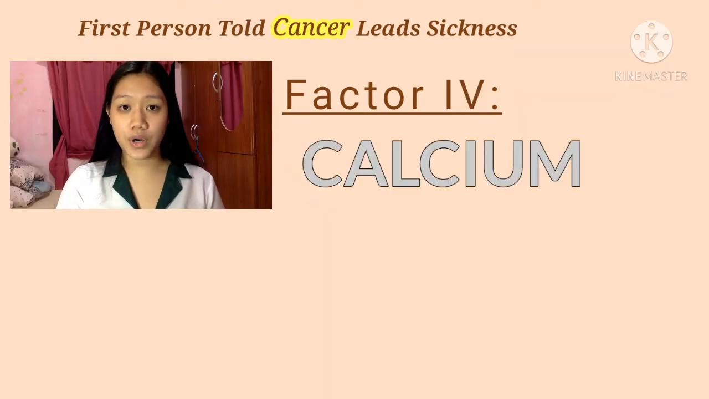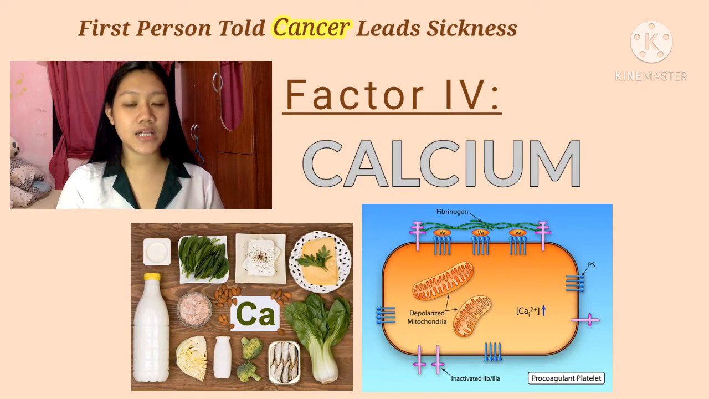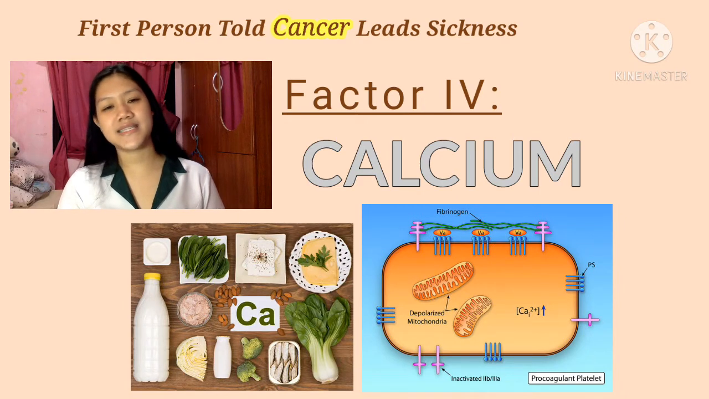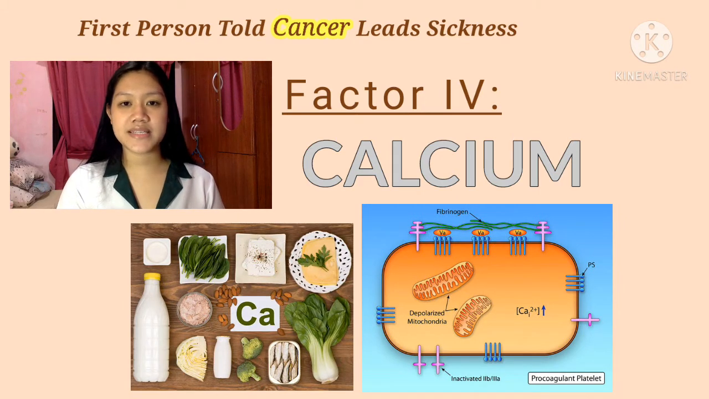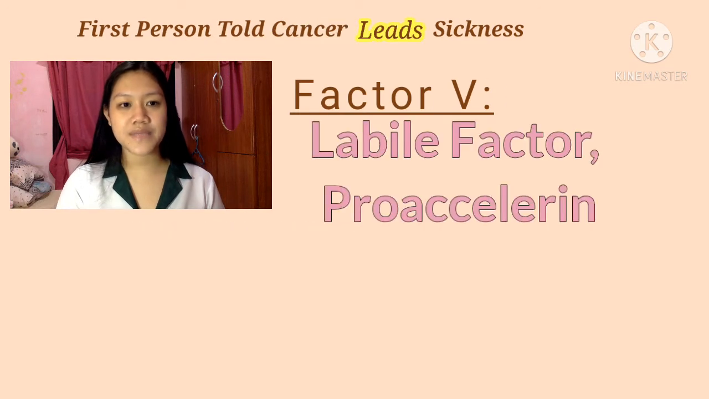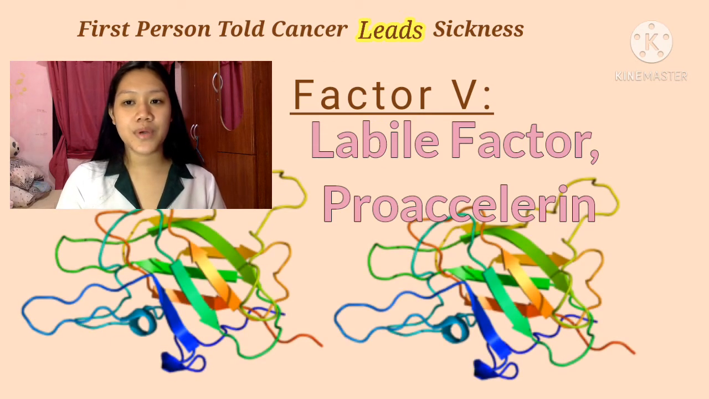Next, we have factor 4, which stands as calcium. In our mnemonics, we have that as C, cancer. It functions as a mineral. Next, we have factor 5, which has the name labile factor, proaccelerin. From the word labile, L, that is named as leads in our mnemonics. It also has the same function as factor 3, which is acting as a cofactor.